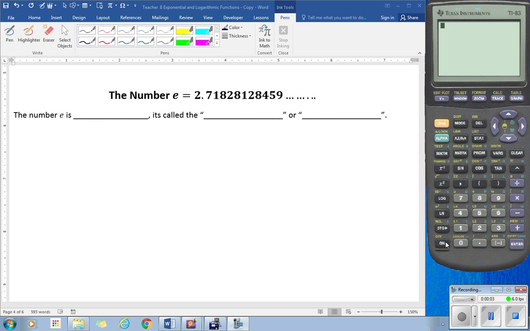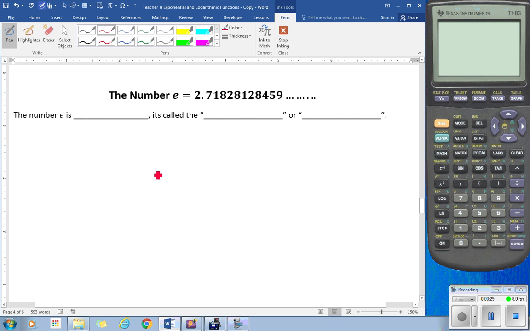Hey, let's talk about the number e. Yes, it is a number. e is kind of a special number. It is the number whose decimal approximation is 2.71828128128459, and that number keeps going and going and never repeats, which kind of puts it in that same class as the number pi that we're familiar with.